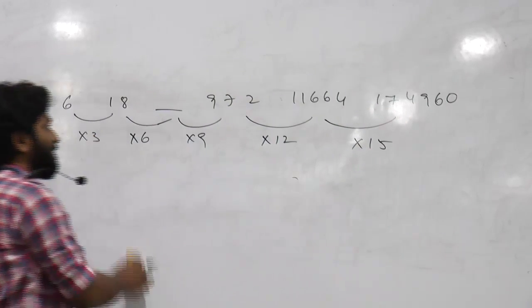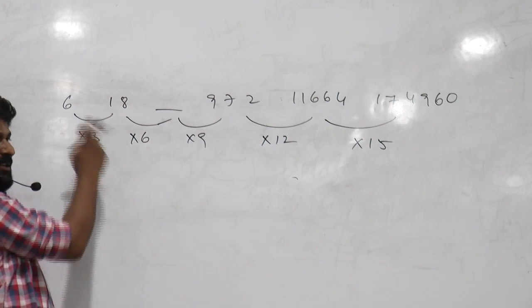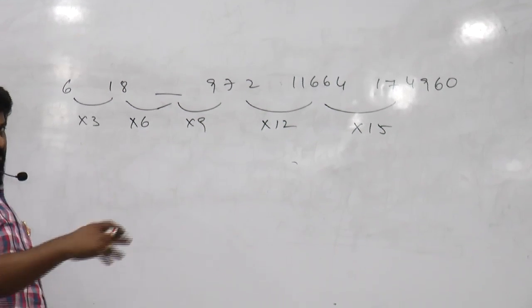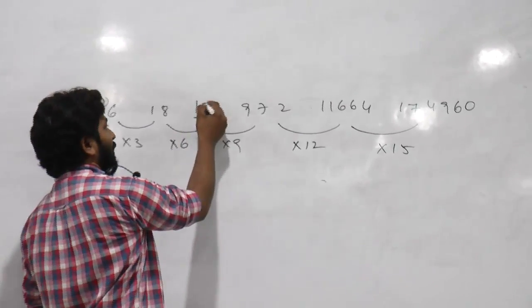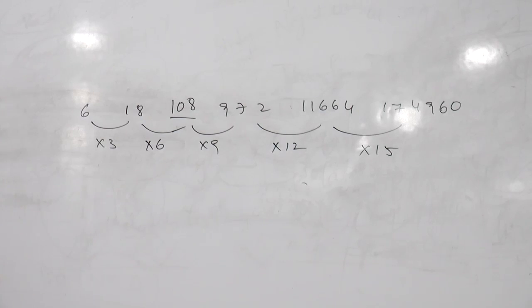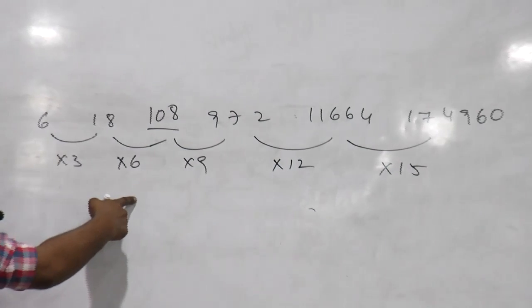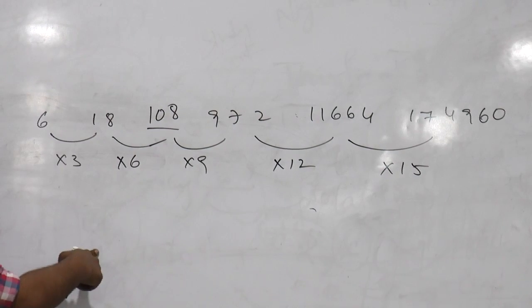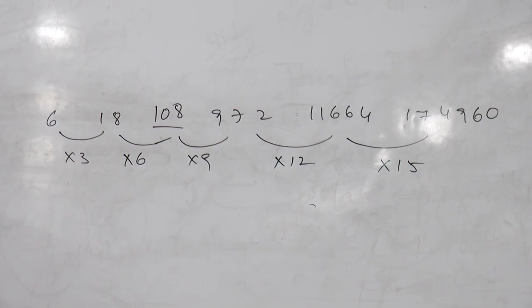So now you need to take 6 times. This is 6, 3 times, into 6. 6 square into 3, 6 square is 36, 36 3 times is 108. I identify 18 as 6 into 3 into 6. I can write it as 6 square into 3, 6 square is 36, 36 3 times is the answer.